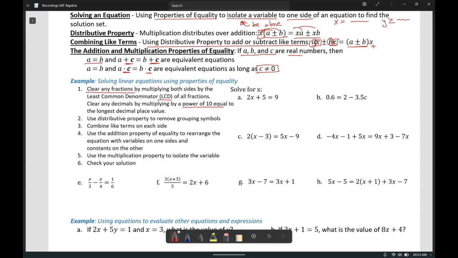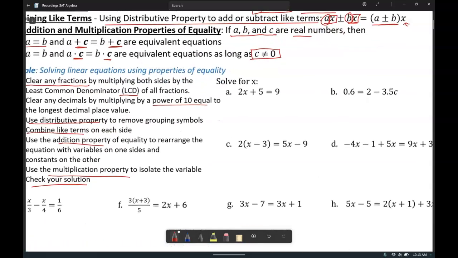Next, we'll use the distributive property to remove grouping symbols. We'll then combine like terms. We'll use the addition property of equality to rearrange the equation so that variables are on one side and constants are on the other. Then we'll use the multiplication property to isolate the variable, and then of course we can always check our solution.